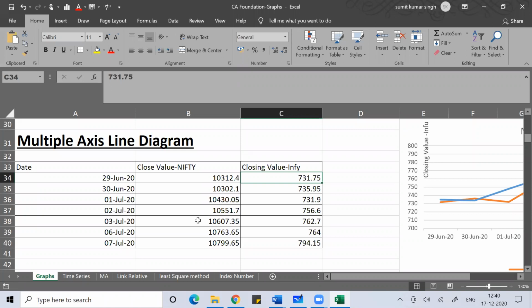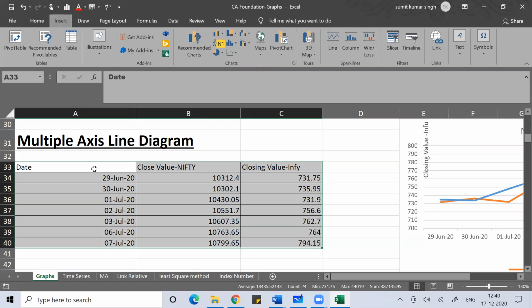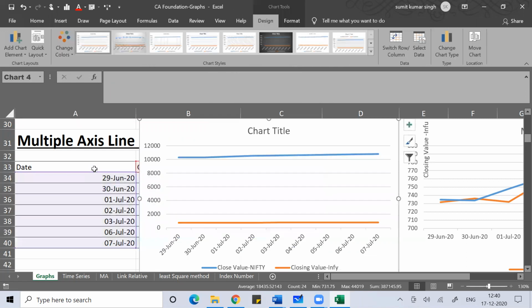Okay, so here if you see for these dates, these are the values of Nifty. Nifty's value is around 10,000. And Infosys, "Infi" means Infosys, its value is around 700. Now, if I plot a graph between them to study the relation between them, I'll get a graph like this.